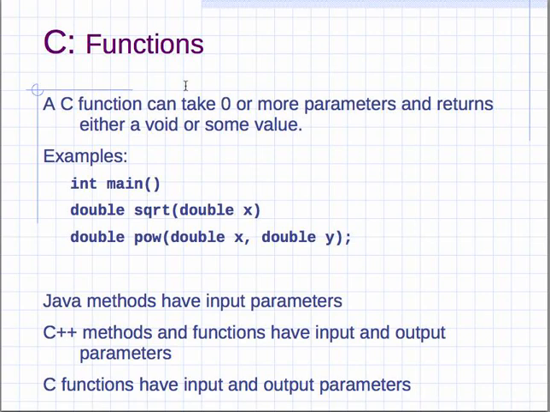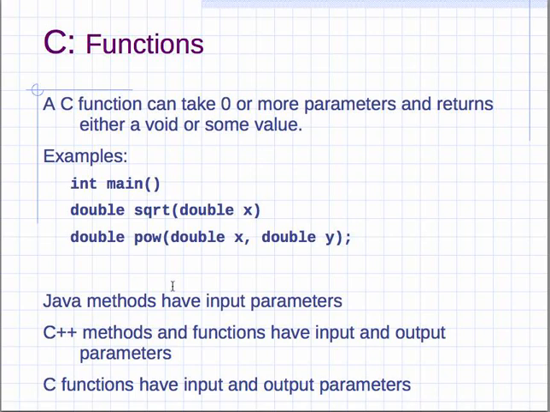A C function can take 0 or more parameters and returns either void or some value. So for example, you can have int main. You can have the square root function, which takes as an argument a double precision number and returns another double precision number, or the math function pow for power, which takes x to the power y. X and y are both doubles, and you return a double precision number.